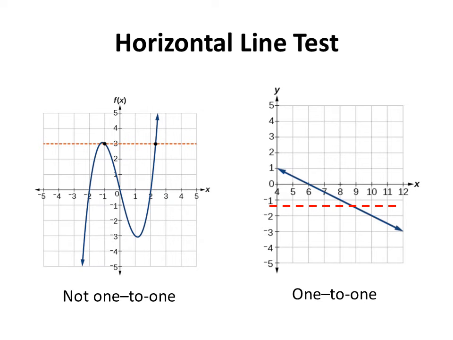Horizontal line test. Once we have determined that a graph defines a function, we can use the horizontal line test to determine whether the function is one-to-one. Draw horizontal lines through the graph. If any horizontal line intersects the graph more than once, then the graph does not represent a one-to-one function. Look at some examples from the figure.